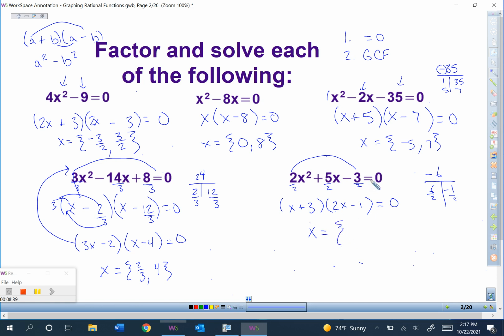Your choice though. You can always go back to your factor by grouping style. The x value here is negative 3 for the first one. Adding over and dividing by 2 gives us a positive 1/2 for the second part.